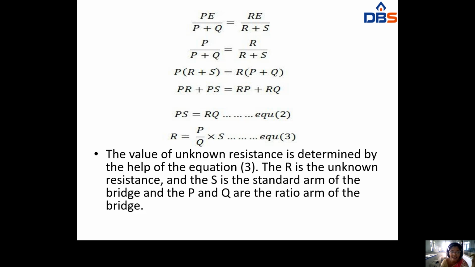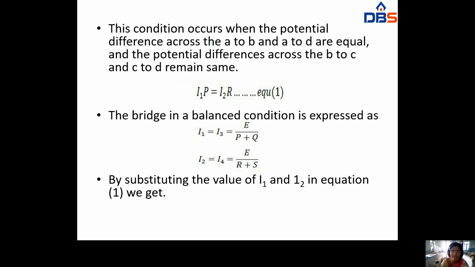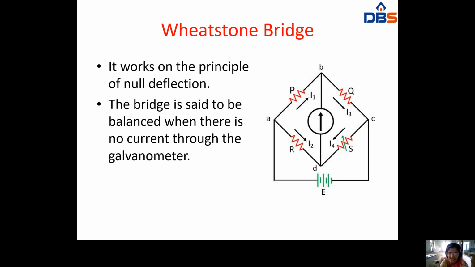So here, see in the bridge. In the first bridge, this is the standard resistance. This R is nothing but the unknown resistance, the resistance which is to be found out.